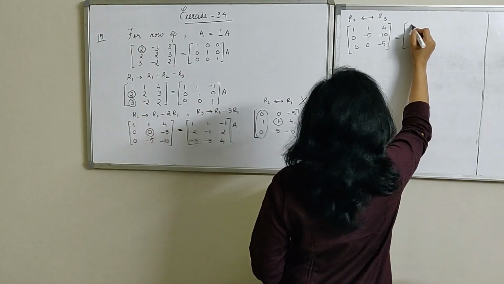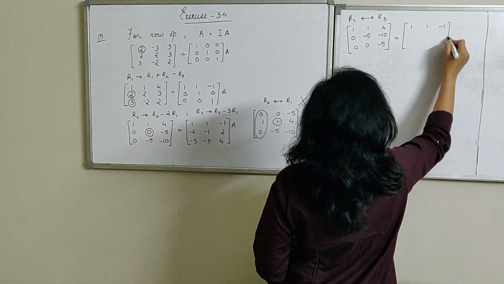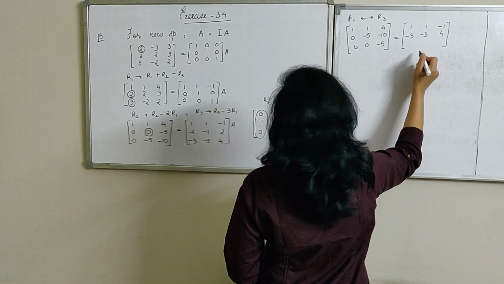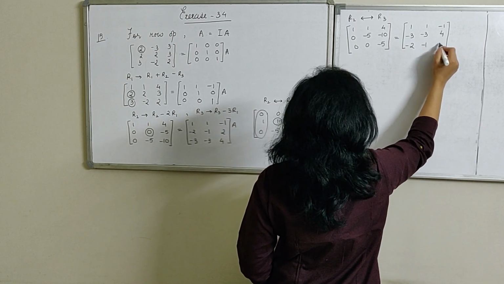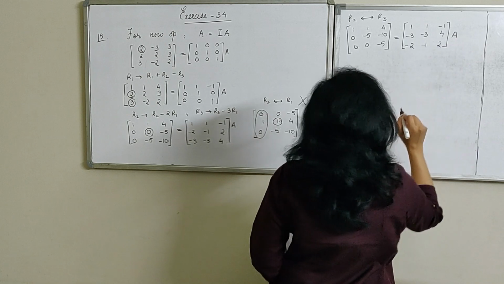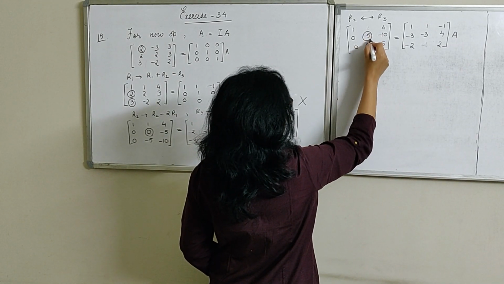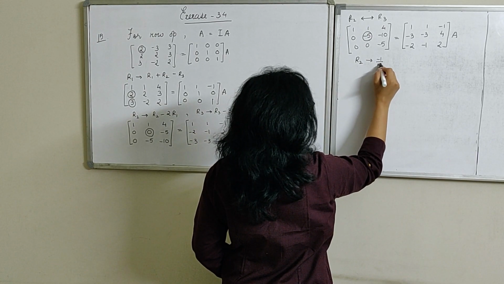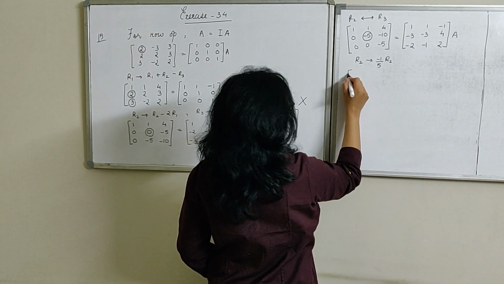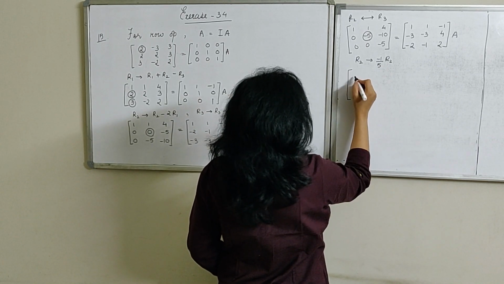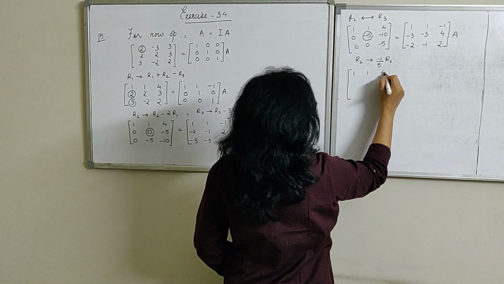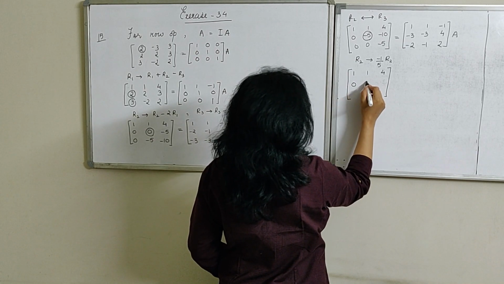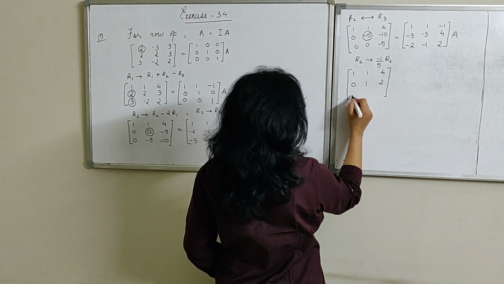On the right hand side we have 1, 1, minus 1, minus 3, 4, minus 2, minus 1, 2 multiplied by matrix A. Now this element can be easily converted into a 1 if we multiply row 2 by minus 1 by 5. So here, first row 1, 1, 4, second row performing this operation, dividing by minus 5, this is obtained.